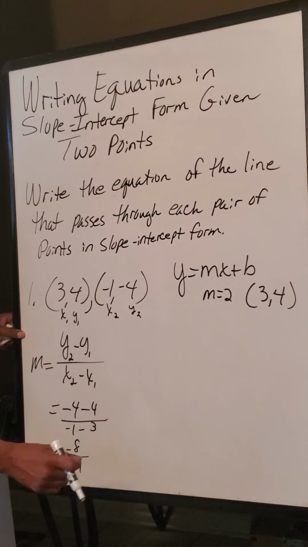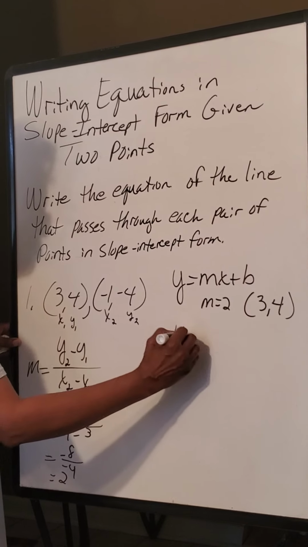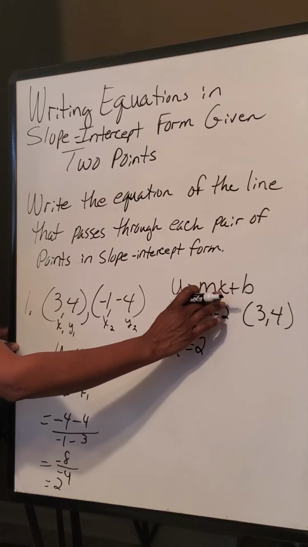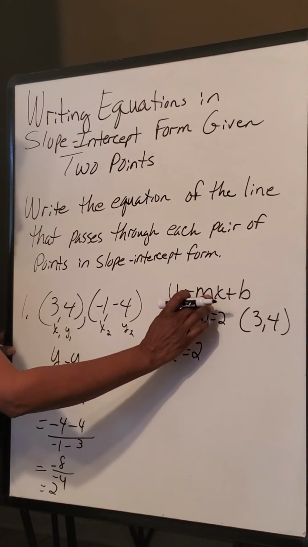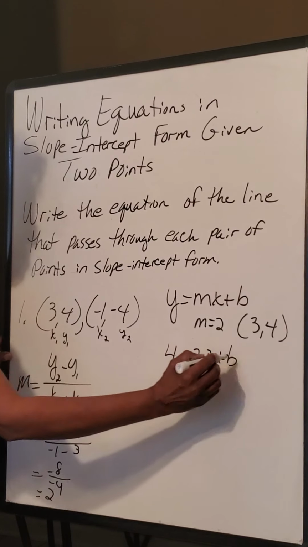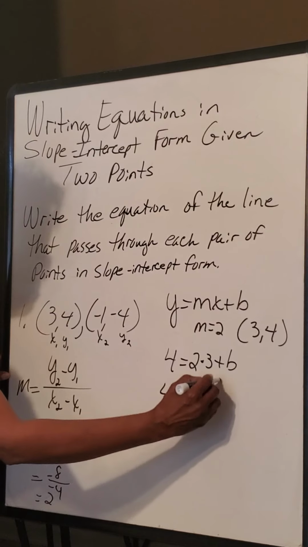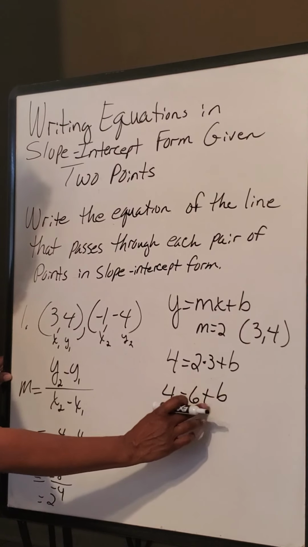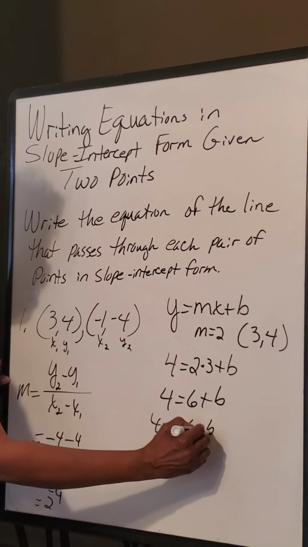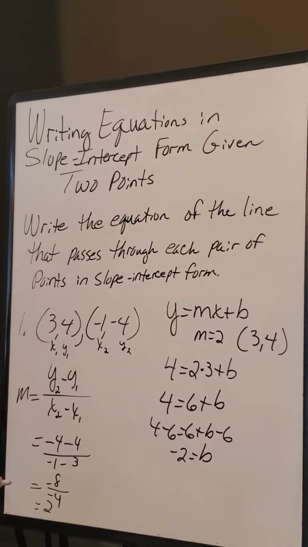So let's do our substitution. In the place of y, I'll put 4. In the place of m, 2. In the place of x, 3, and that's mx, that's multiplication, so that's 2 times 3 plus b. Now I get 4 is equal to 6 plus b. I need to isolate my b, so I'm going to subtract 6. I get -2 is equal to b, which is my y-intercept.